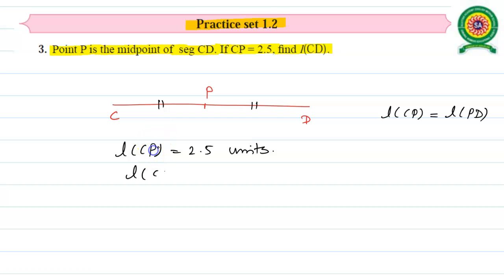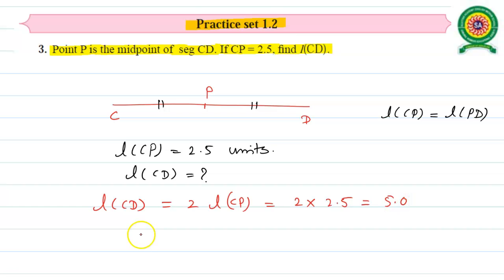This is P, and we have to evaluate the length of CD. Once P is the midpoint of segment CD, it converts the given segment into two equal parts. So we can write the length of CD equals twice the length of CP. Now the length of CP is 2.5, so 2.5 into 2 we get 5.0. 5.0 is exactly 5 units. So the length of CD equals 5 units.